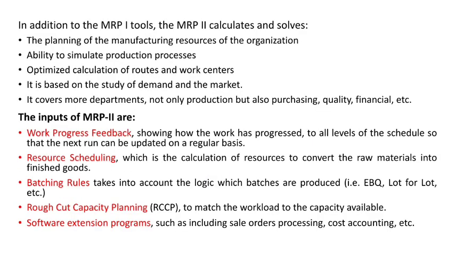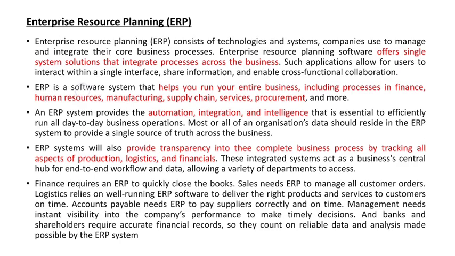will be required. In addition to the MRP1 tools, MRP2 calculates and solves the planning of the manufacturing resources' availability to simulate the production process, optimize calculation of the routes and work center. It is based on the study of the demand of the market. It covers more departments. Not only production is looked at; here operations, finance, quality, purchase, all these are looked at. What are the inputs here? Work progress feedback, resource scheduling, batching rules, rough cut capacity planning, and software extension programs.